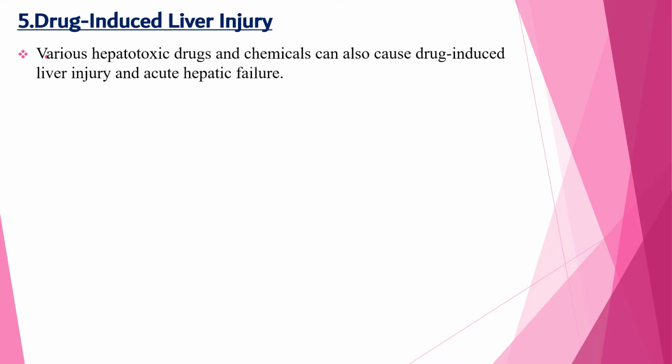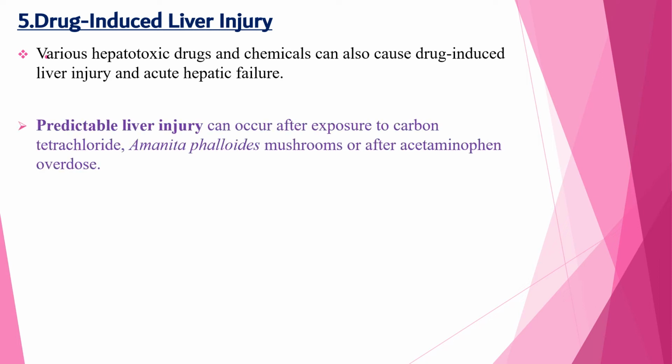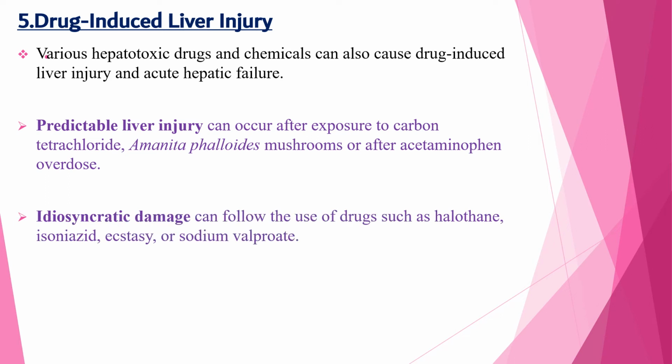The others are drug-induced liver injury. Various hepatotoxic drugs and chemicals can cause drug-induced liver injury and acute hepatic failure. There are predictable and idiosyncratic damage. Predictable liver injury can occur after exposure to carbon tetrachloride, Amanita phalloides mushrooms, or after acetaminophen overdose, whereas idiosyncratic damage can follow the use of drugs such as halothane, isoniazid, and also anticonvulsants such as sodium valproate.